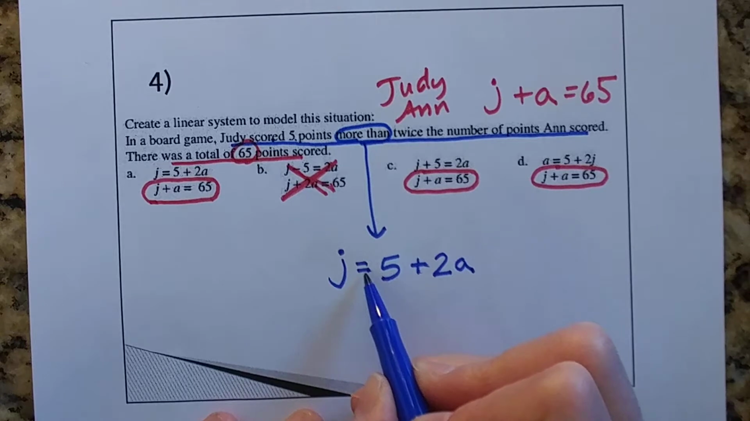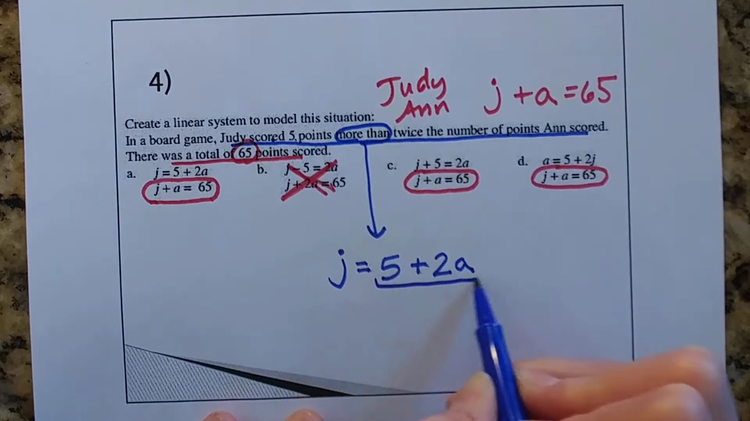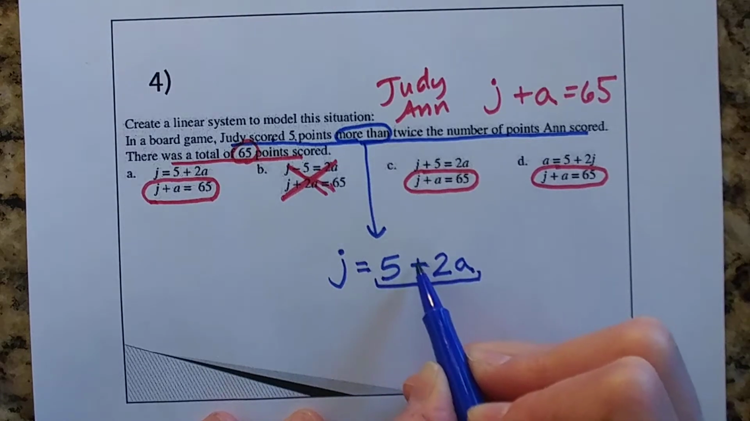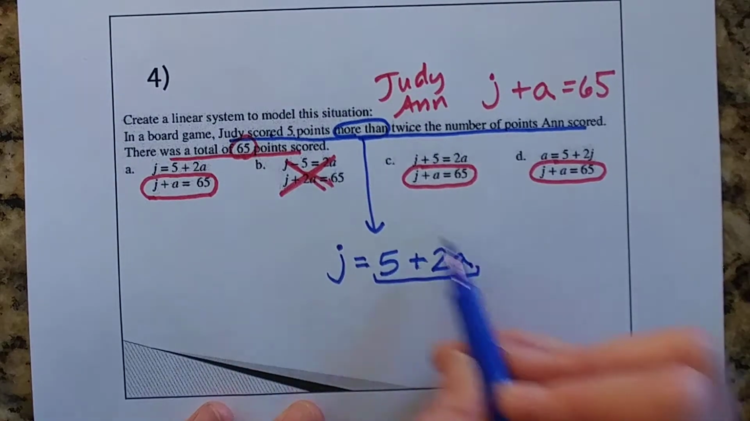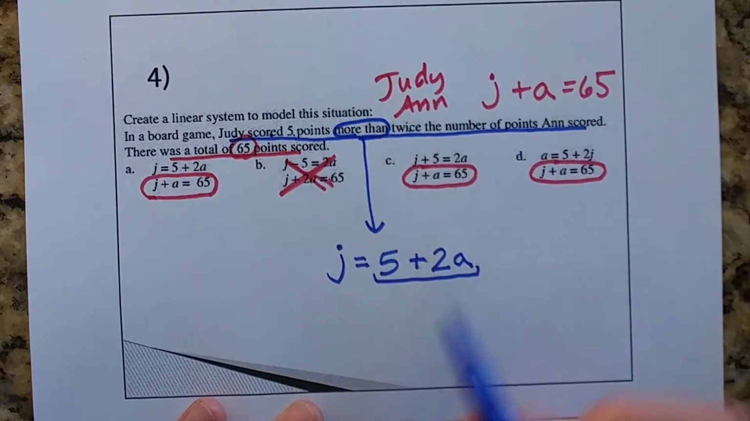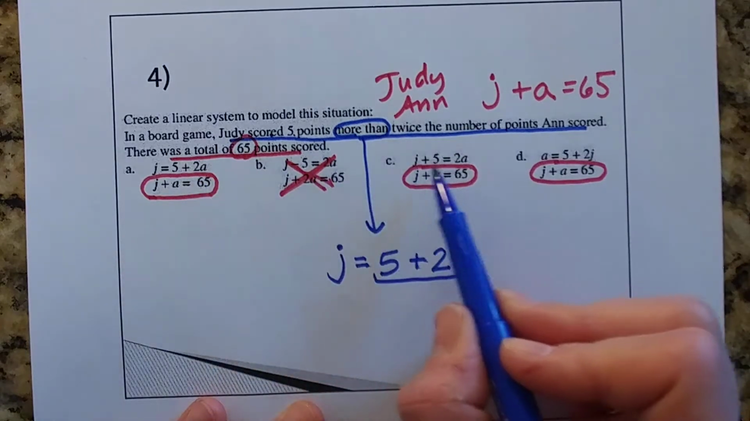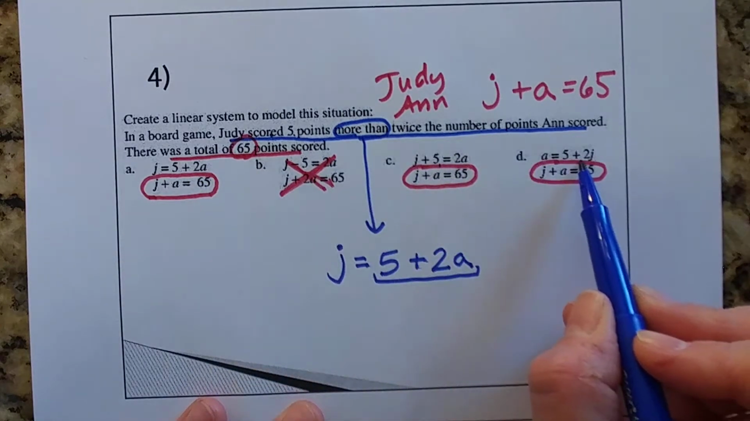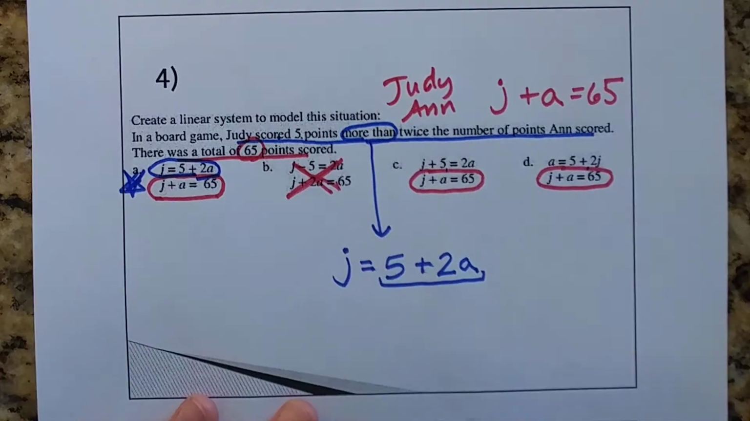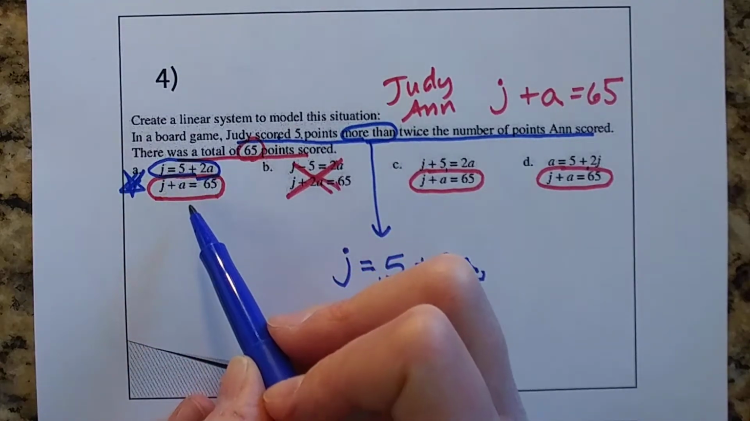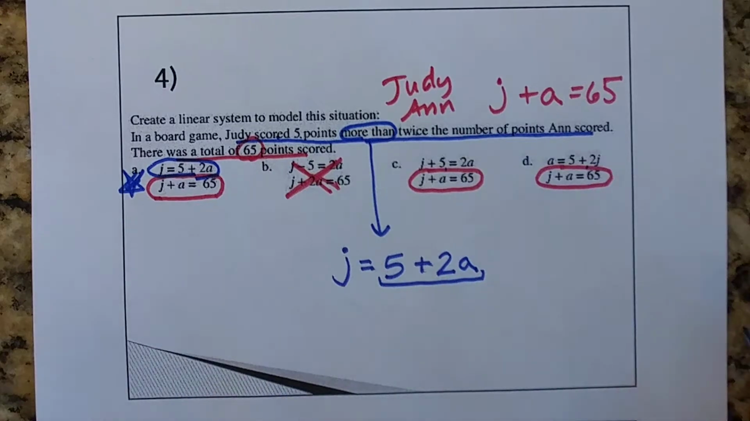So let's look at this again. Judy's score is equal to 5 more than twice Anne's score. I think this looks pretty good. I just changed the sentence into an equation. Now let's see if it matches up with any of these three. Did you see it? Right there. Answer's A. This system of equations can be used to figure out how many points Judy and Anne both scored.